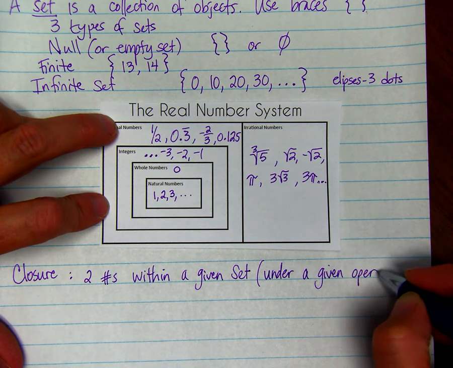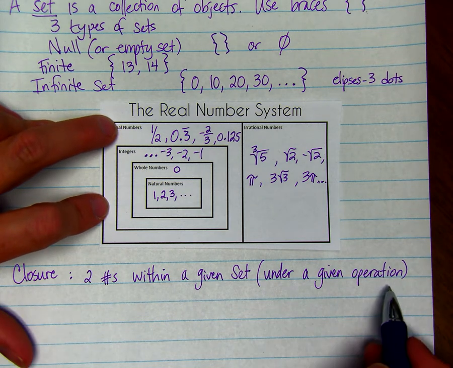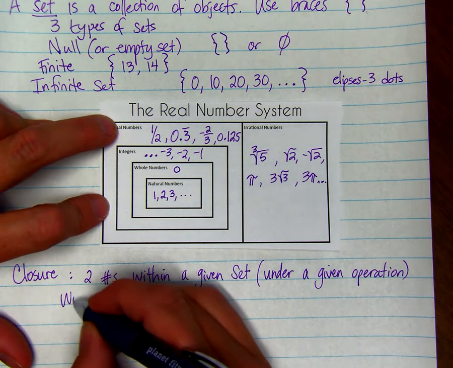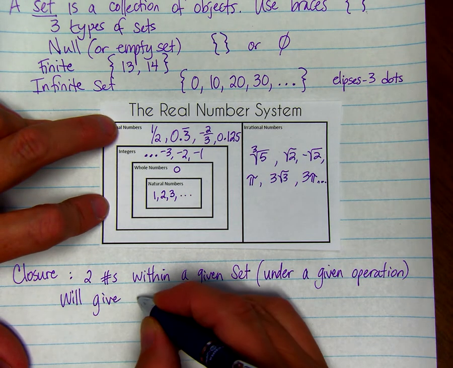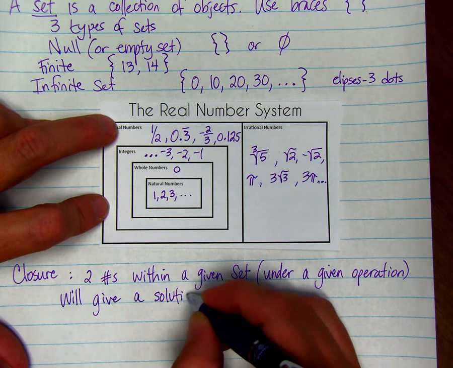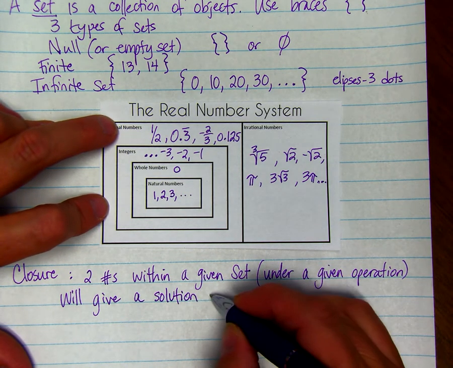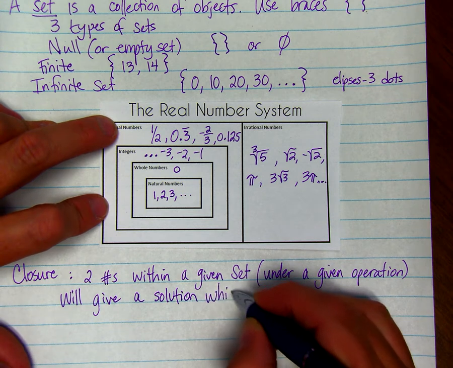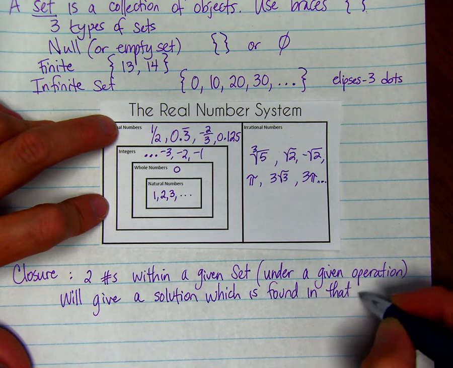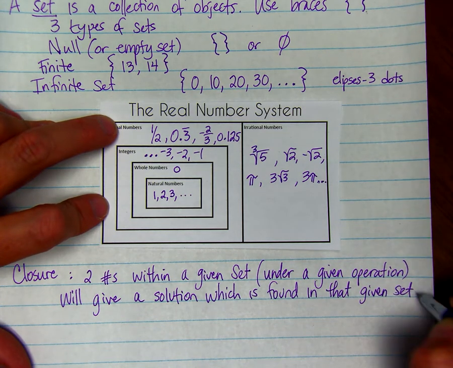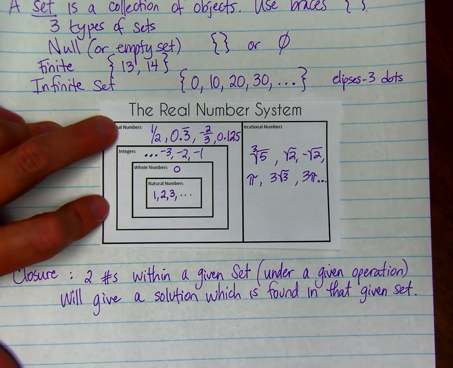So we have 4 operations: multiplication, division, subtraction, addition. So it's under a given operation. So after you perform the operation, it will give a solution in that given set. I'm going to put which is found in that given set. So that's the definition of closure.